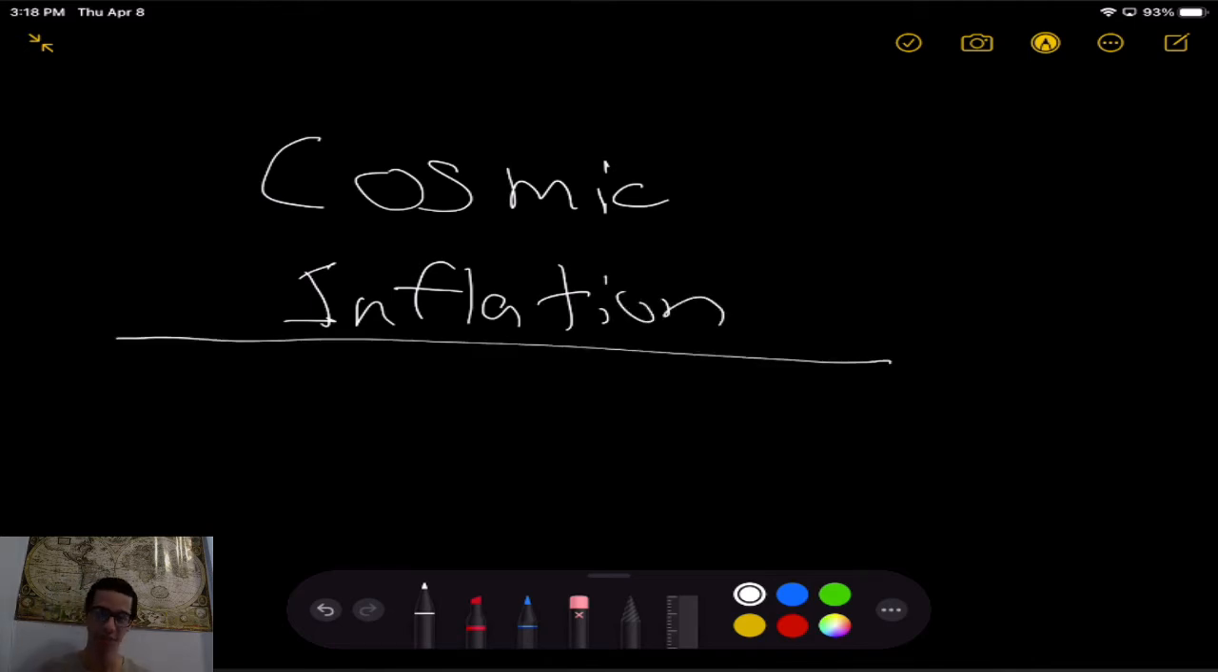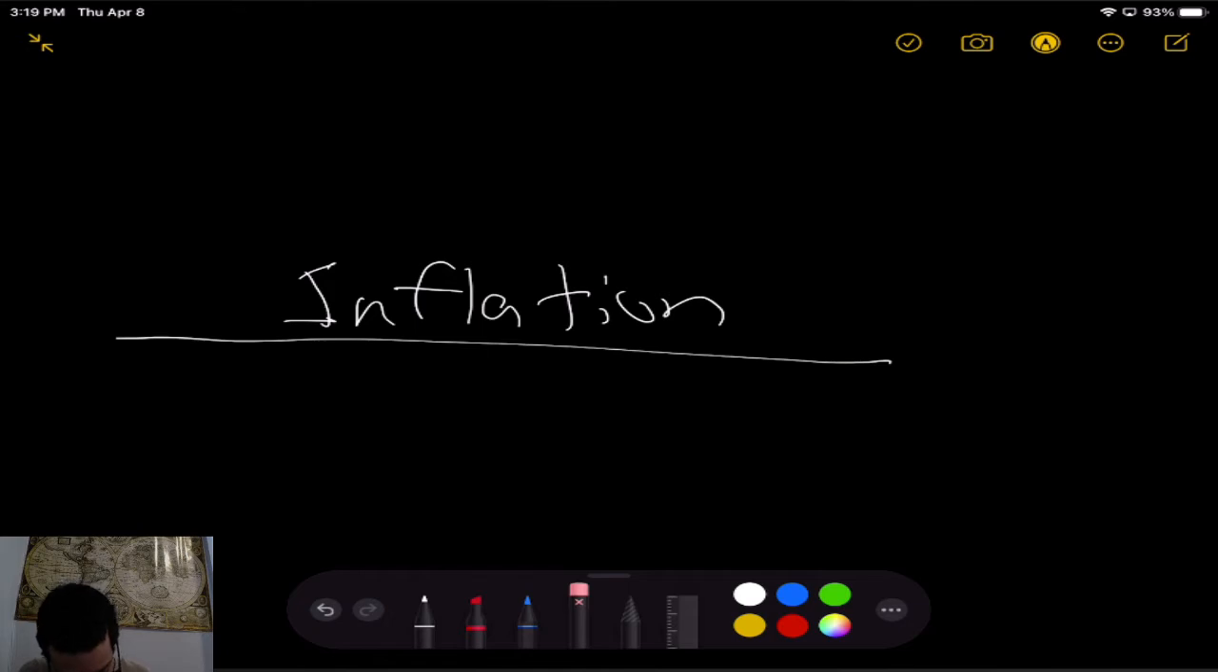cosmic inflation. And again, yes, I have really bad handwriting. Everybody's just going to have to deal with it. Some things you just can't change.